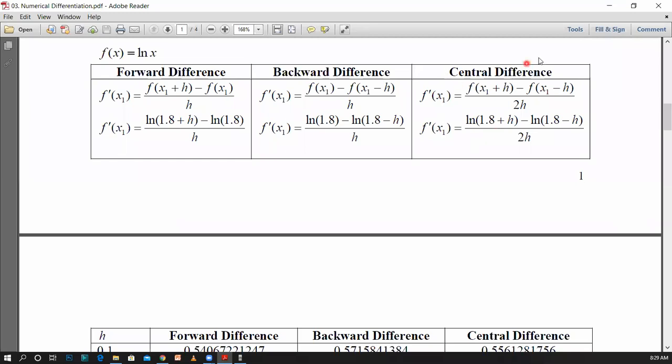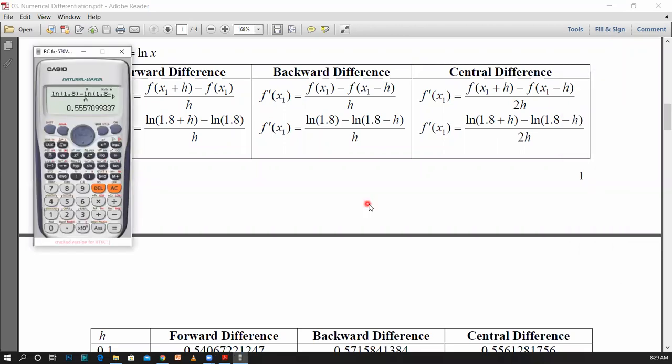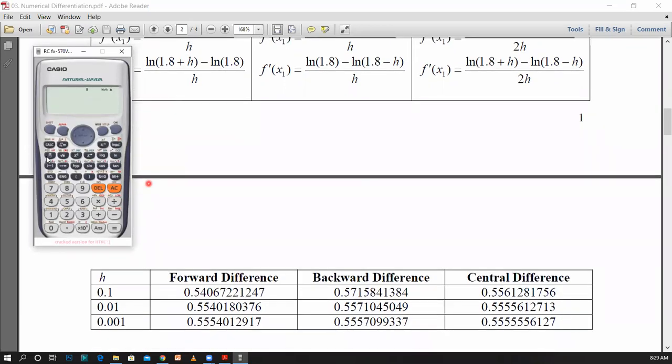Then for the central differencing method, we will get the function in this form: f dash x1 equals f(x1 plus h) minus f(x1 minus h), and this has to be divided by 2 times h. Here we can say that the value of x1 is now equal to 1.8. Therefore we can have this calculation using the central differencing method, and now we'll try to insert them in the calculator.